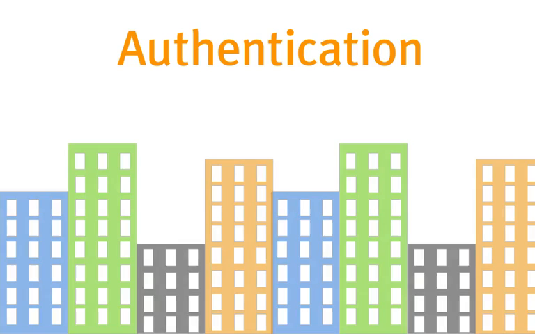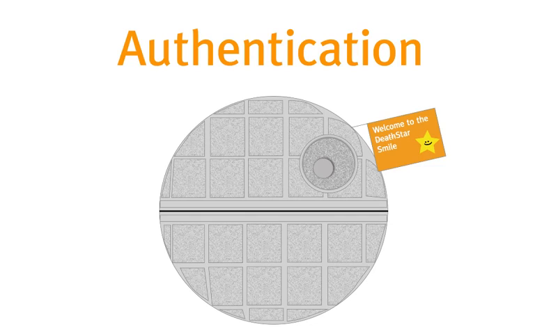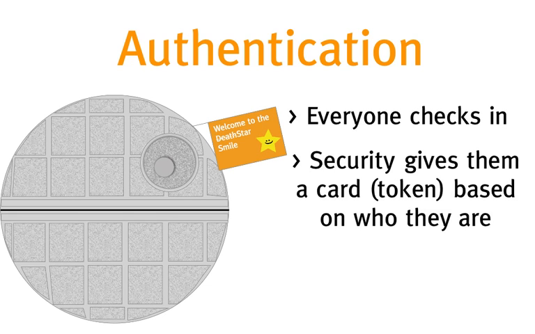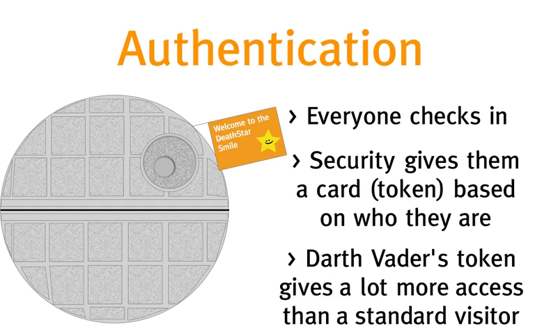Okay, so think of a building, or maybe even the Death Star. After the tractor beam forces you to land, you'll walk out and pass through a security checkpoint. Both stormtroopers and rebels check in here, prove who they are, and receive an access card, or a token in Symfony speak. Proving who you are and getting a token, that's authentication. The token can be used to unlock doors in this fully armed and operational battle station. Everyone inside has a token, but some grant more access than others.